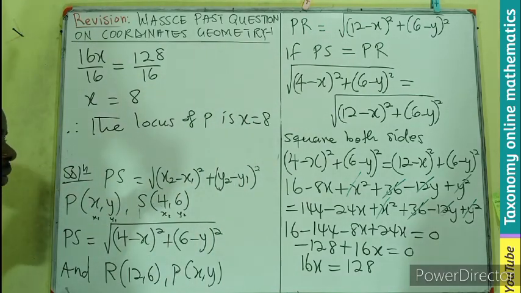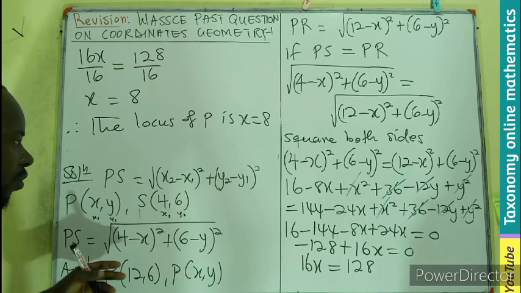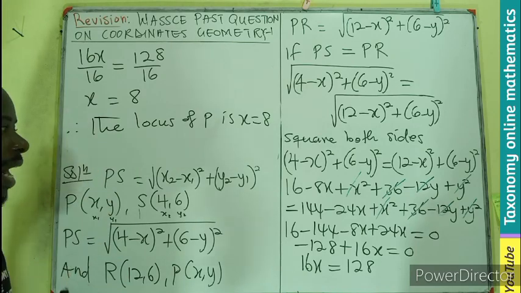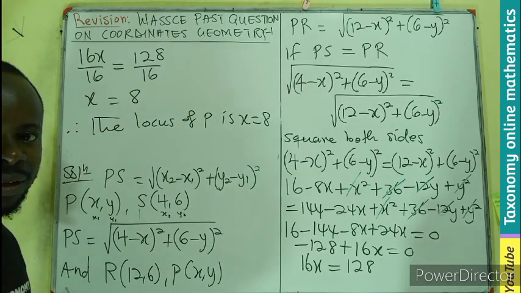So that will be the locus of the point P, taking into consideration the distance between PS and that of PR.